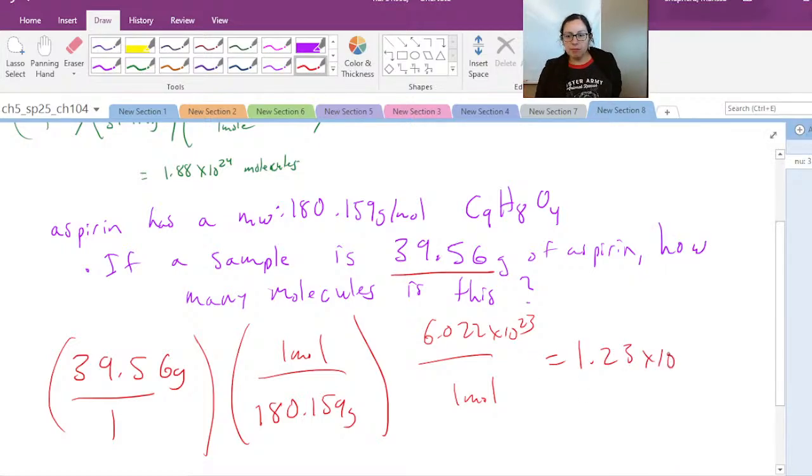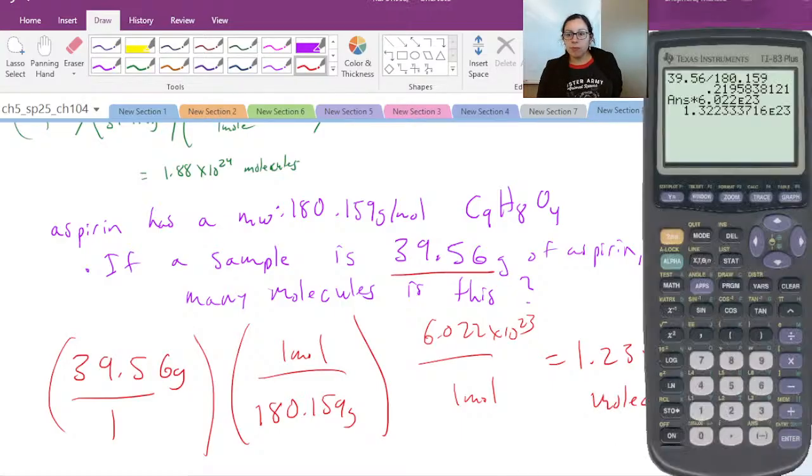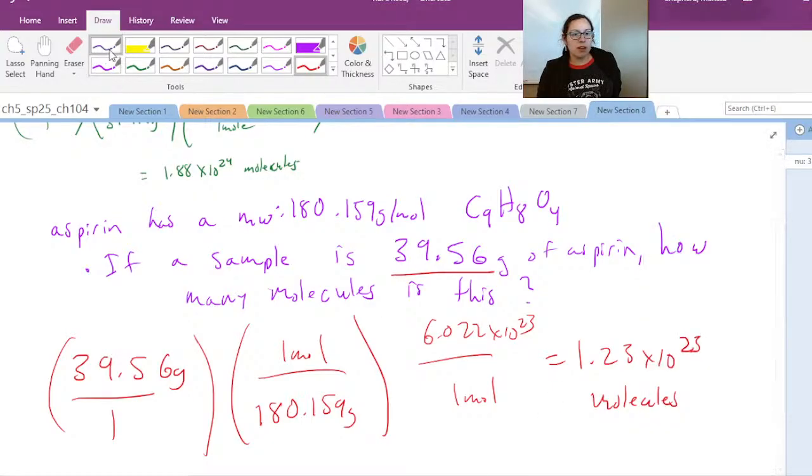And so now let's take this. Your answer for the molecule? Oh, sorry. 1.32. All right, so now let's take this to the next step.